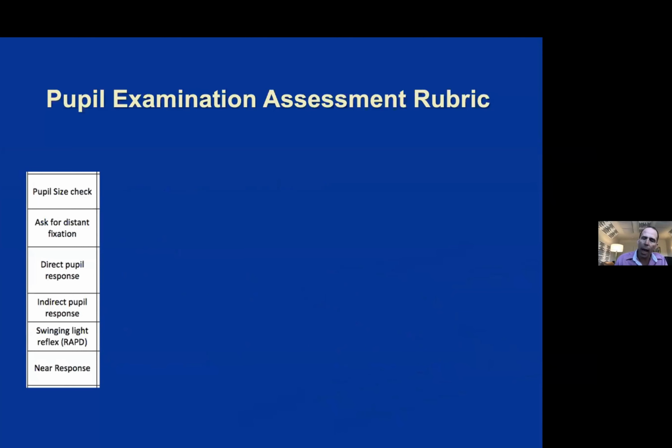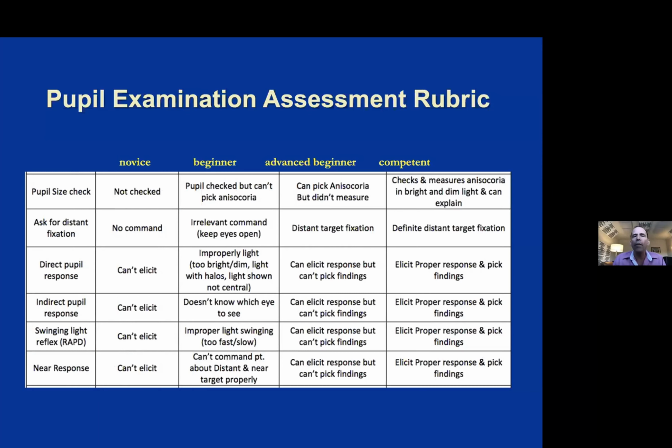So on the left side of the rubric, there are the different steps of the skill. At the top, there's going to be some sort of scale. We've chosen for many of the rubrics we published to use this scale, a modified Dreyfus scale: novice, beginner, advanced beginner, and competent. And then importantly, you want to fill in these blocks.